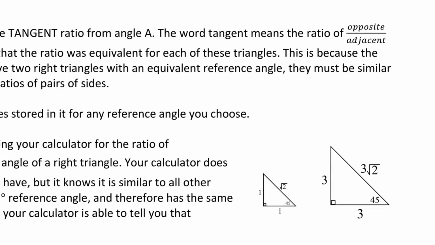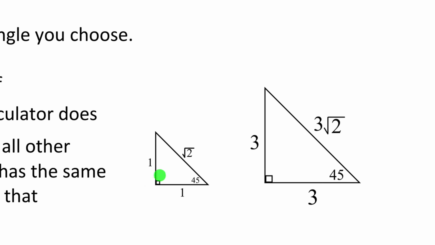And I've drawn two different size triangles here. Notice they both have this 90 degree angle, and they also both have this 45 degree reference angle. Because they have two angles that are equal to each other, I know that all three angles must be equal to each other in those two triangles, making the triangles the same shape even though they're different sizes, meaning that they are similar to each other, which means their side lengths are proportional to each other. And that will guarantee that if you were to find the ratio of the opposite side to the adjacent side from this 45 degree reference angle in either of those triangles, you'll get the exact same ratio. 1 divided by 1 is equivalent to 3 divided by 3.